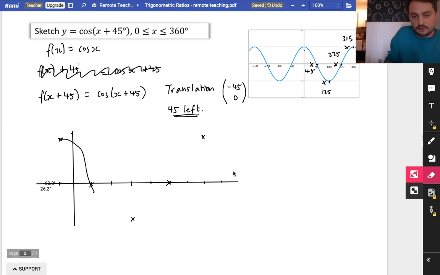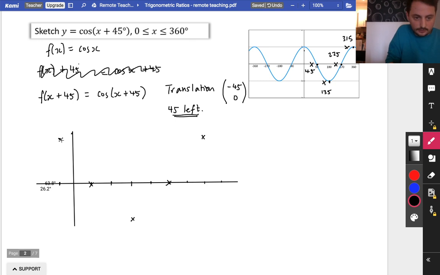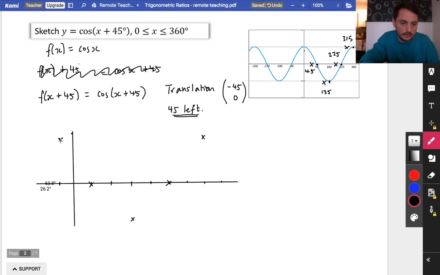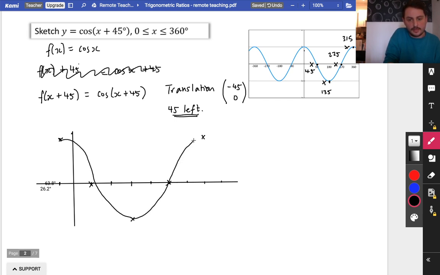Let's see if I can draw this a little bit better. So it's going to start here, and it's going to come, right, definitely not my best. Okay, cosine graph, here we go. I promise you I'm better at this on paper. That gets up to 315. Now if you think about what would happen when it gets to 360, it comes down a bit.